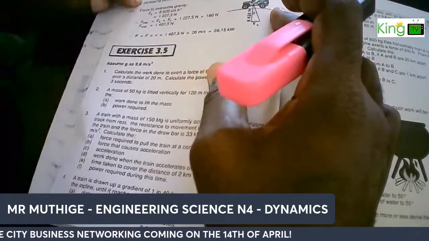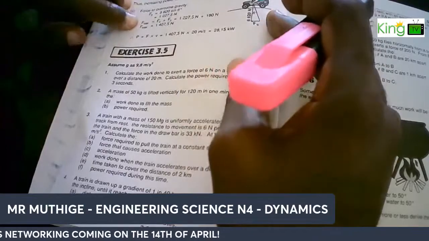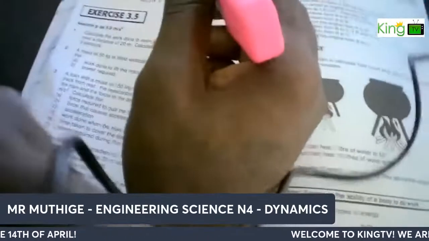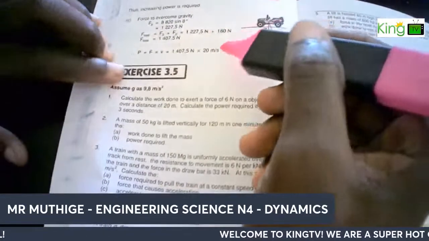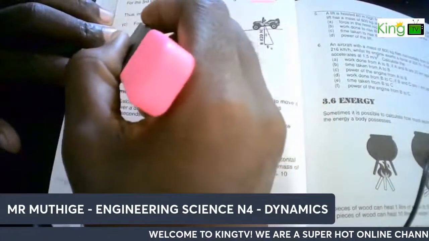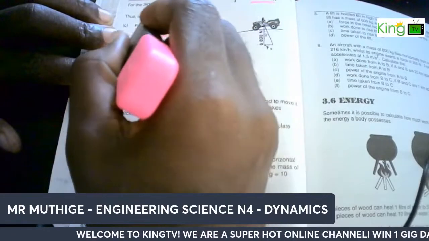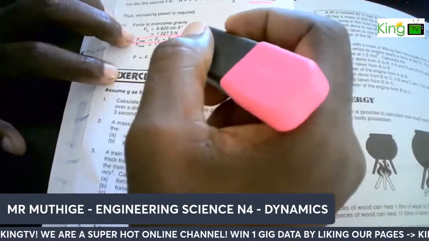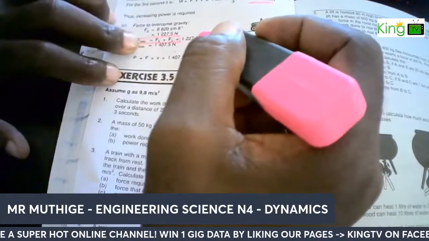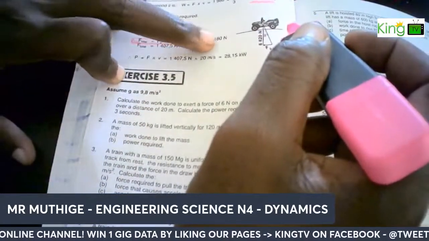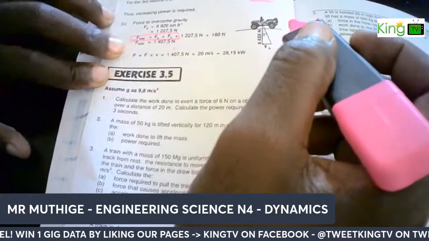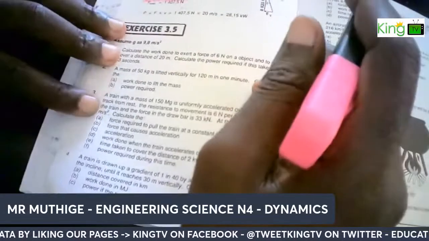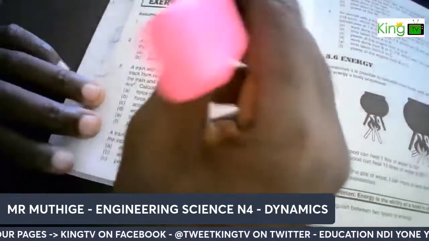If it drives up with the same speed, you've got your FG and your F total. The fact that this object is going up, F total is FG plus F mu. You look at the values and you see where they come from. Plug and play, you get your 1407.